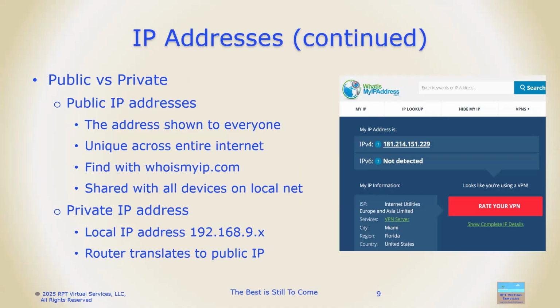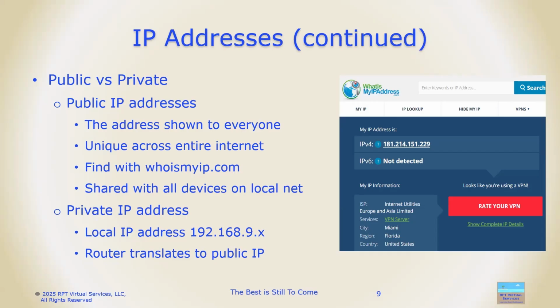Another thing to think about with IP addresses is they can be public or they can be private. Public IP addresses are shown to everyone. They're unique across the entire internet. You can only have one. And you can actually see yours if you go through something called whoismyip.com. And that IP address is shared with all the devices on your local network.